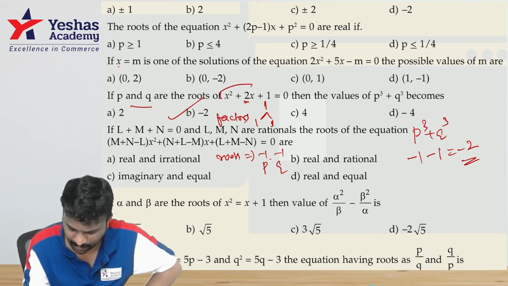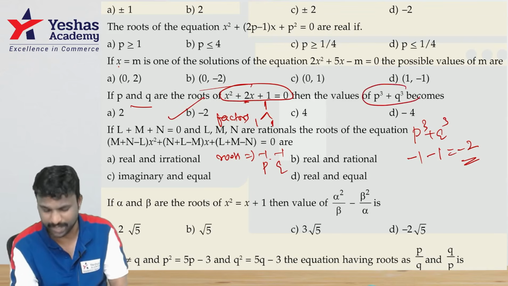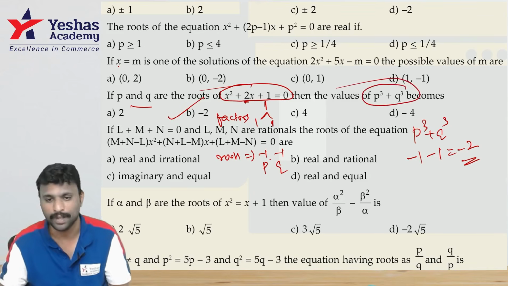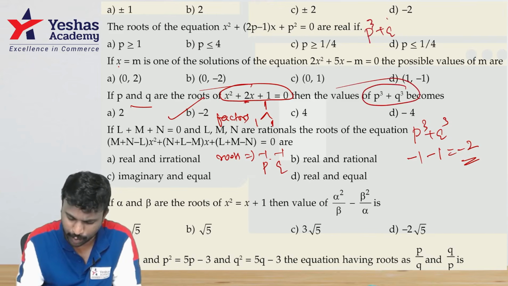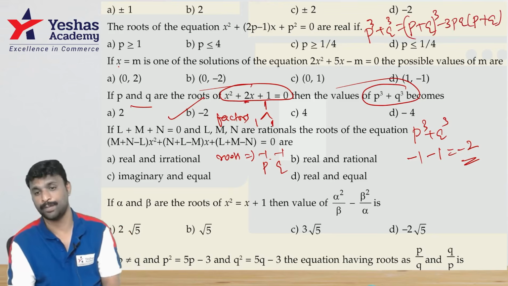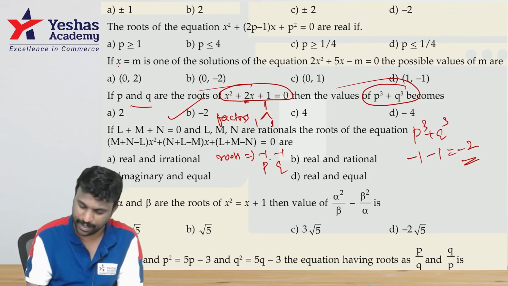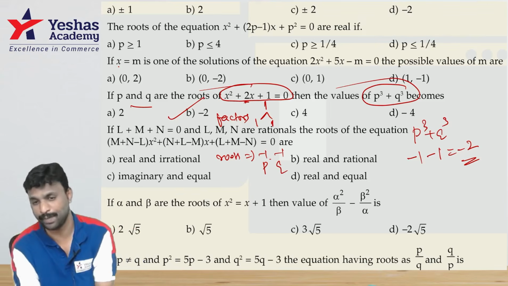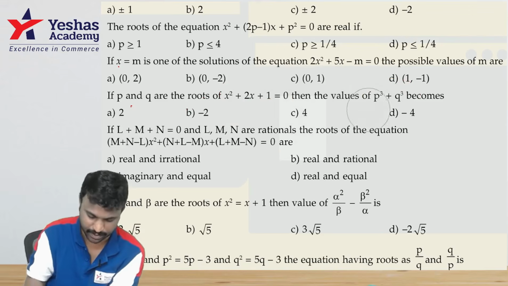Guys, if the equation is factorizable, find out the roots straight away and find out P cube plus Q cube. Have you understood? It's clearly factorizable. If it is not factorizable, P cube plus Q cube is what? P plus Q the whole cube minus 3PQ into P plus Q. We have to use the sum of the roots and product of the roots concept and substitute over here. You get the answer. You understood? But here, since P and Q values can be easily found out by the factorization method, the answer is minus 2.